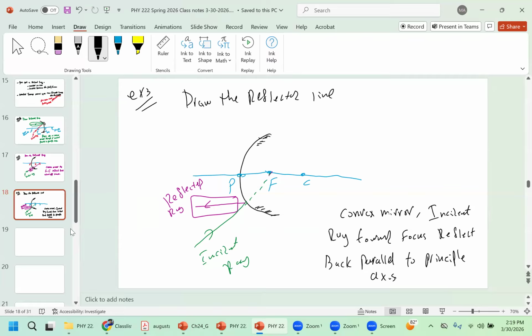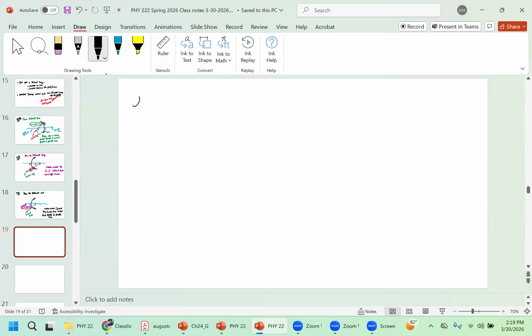Okay, let's do one more example, guys. And this is example four. So here's our mirror this time.